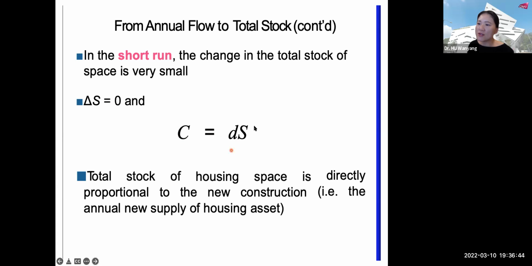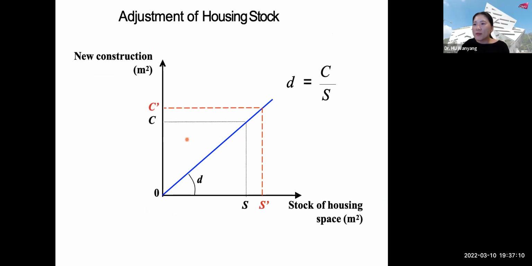So this means that the stock, the total housing stock, is directly proportional to the new construction, which is C. This is how we relate the flow measure to the stock measure. C is a flow measure, and S is the stock measure. This is the total stock of housing space, and it's proportional to the flow measure, the new construction, the new residential investment. We draw a graph based on this.